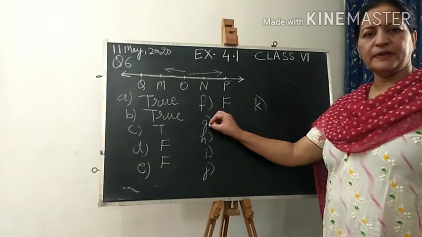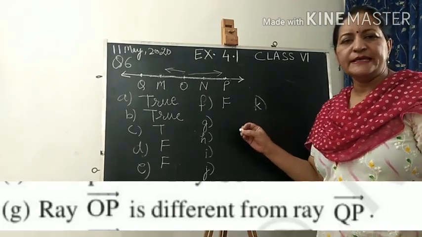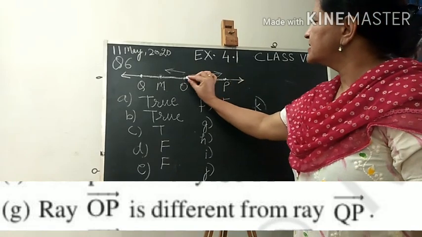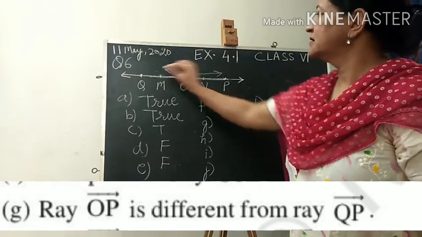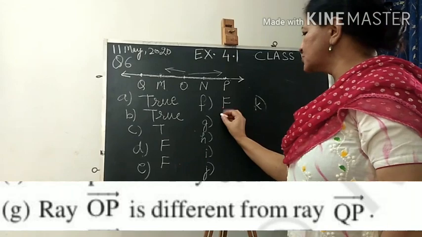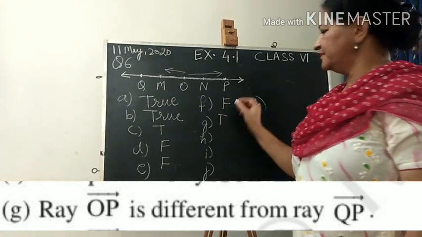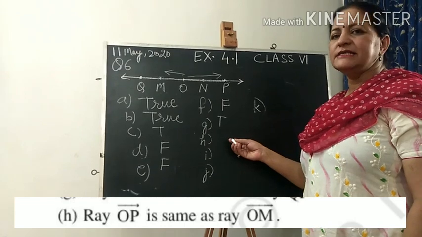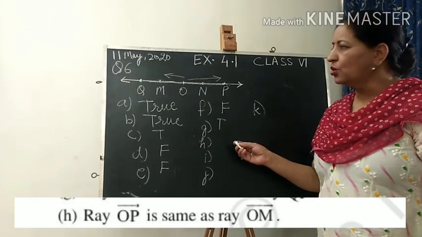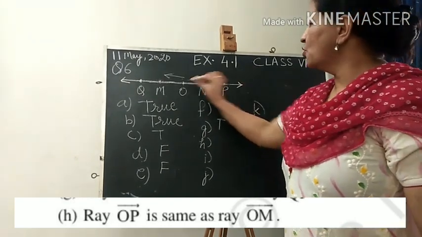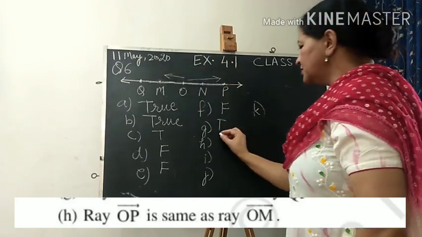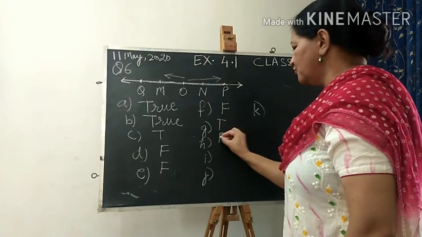Now we come to G part. Ray OP is different from ray QP. This is OP and this is QP. So these two are different. So G part is true. Now H part is ray OP is same as ray OM. This is OP and this is OM. These are two different rays. So the given statement is false.